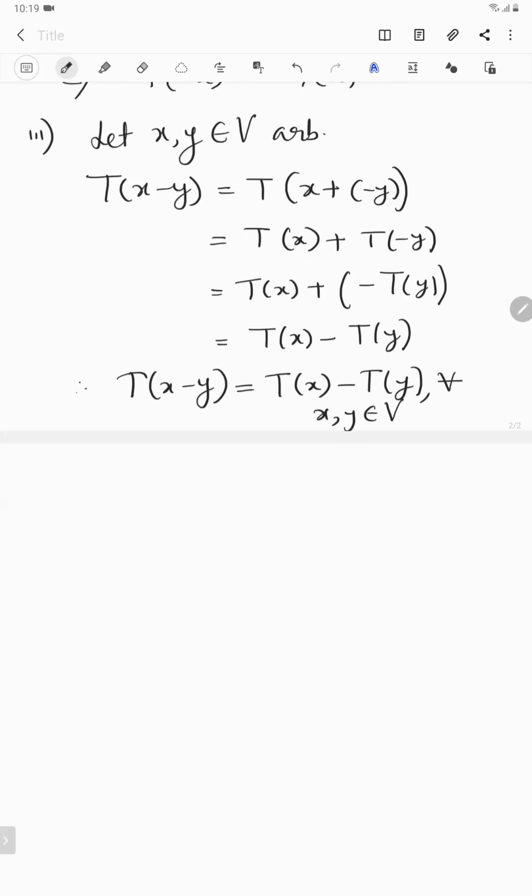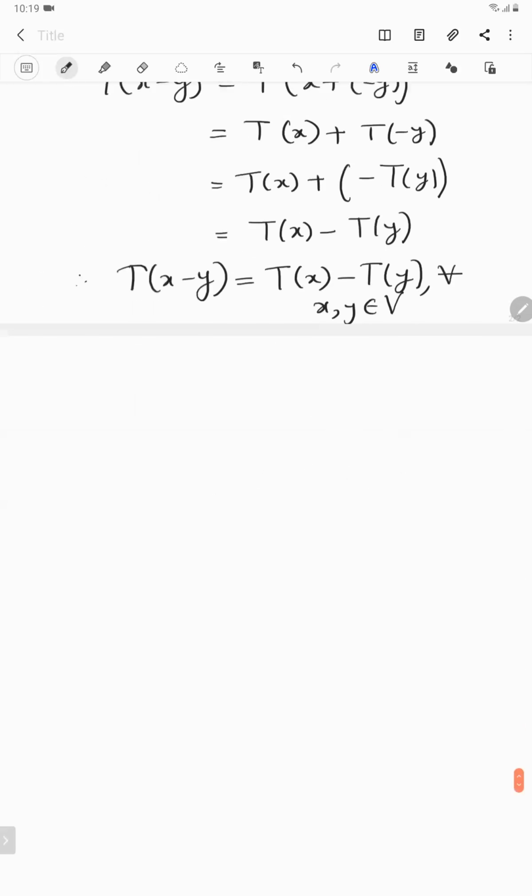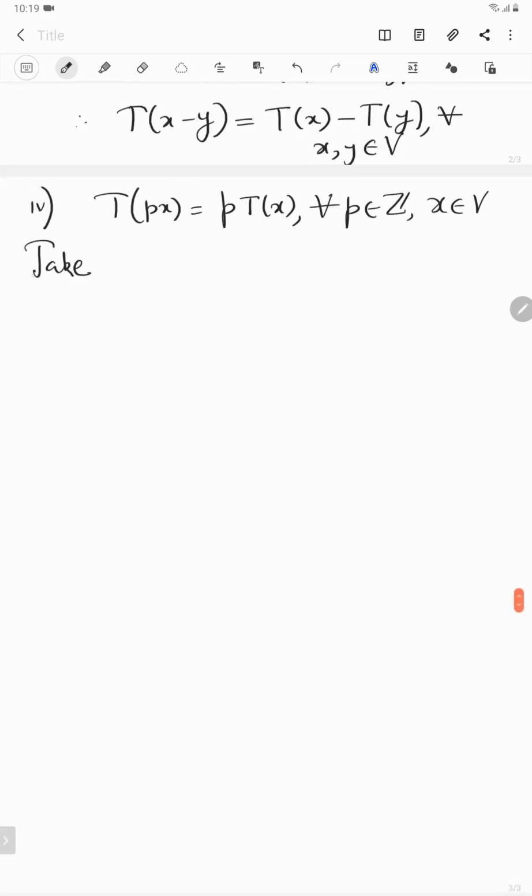Now let's come to property number 4, the final property of this theorem. Here we have to prove that t of px is equal to p of tx for every p belongs to Z and x belongs to V. So we take p an integer and x in V arbitrary. We shall prove that t of px is equal to p of tx. We shall divide the proof in 3 parts.